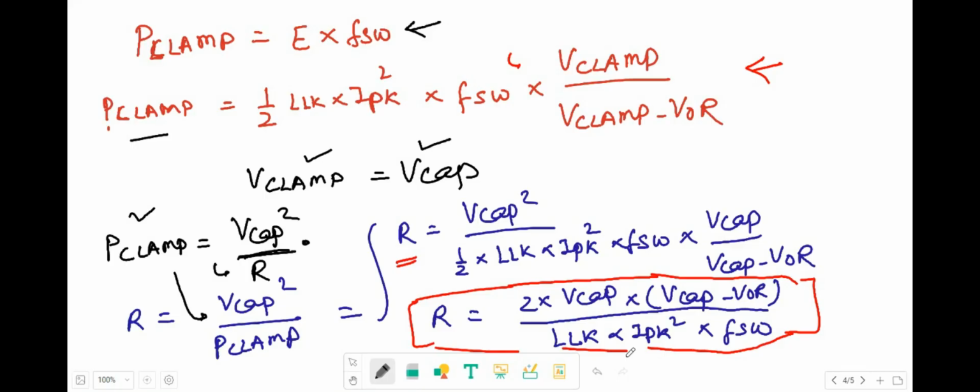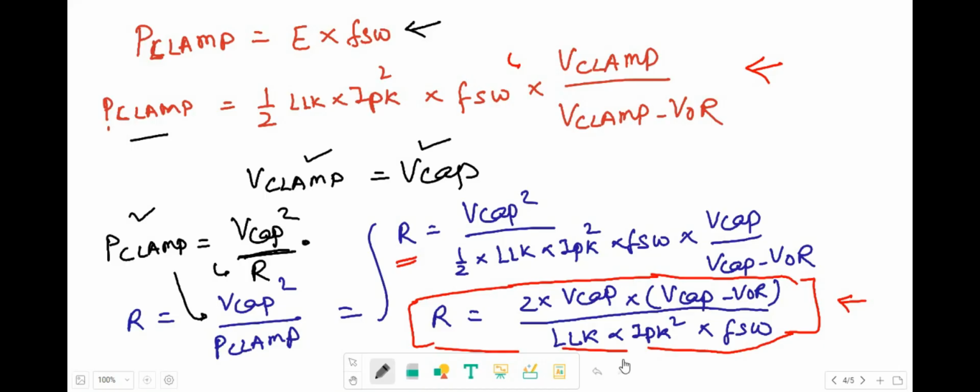Then the value of R is going to be 2 times (V cap minus VOR) divided by LLK times I peak squared times FSW. If you replace all the values, you're going to get my resistance value. Okay, you know the clamping voltage. I talked about how you are going to understand what is going to be my clamping voltage. Let me explain. I will explain how you are going to find the V clamping voltage later maybe.